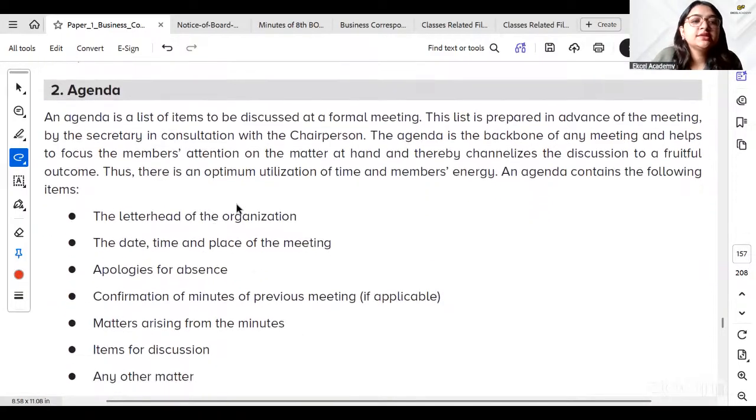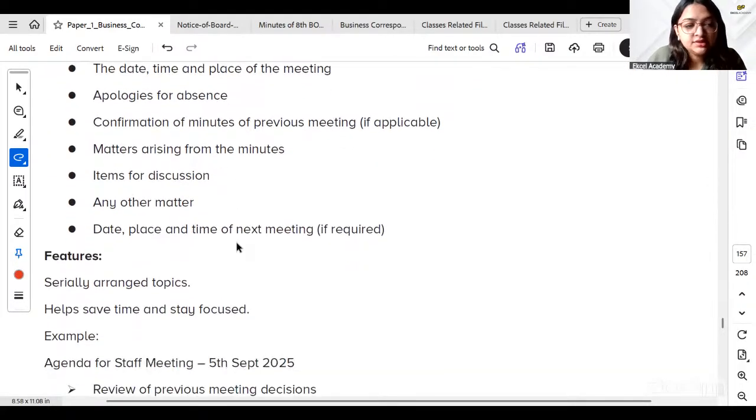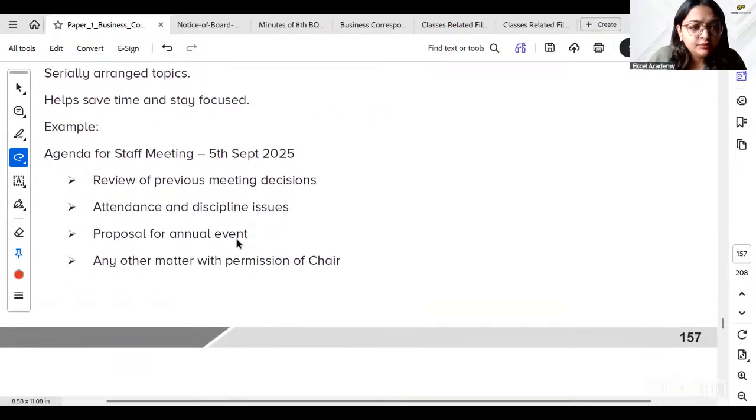Next, what is agenda? Agenda is nothing but your list of items that you want to be discussed at a meeting. Okay, this list is prepared well in advance. Okay, very, very important, well in advance. By whom is it prepared? By the secretary in consultation with the chairperson. Okay, now what are the contents? We just discussed all of these contents, right? And we also saw this.